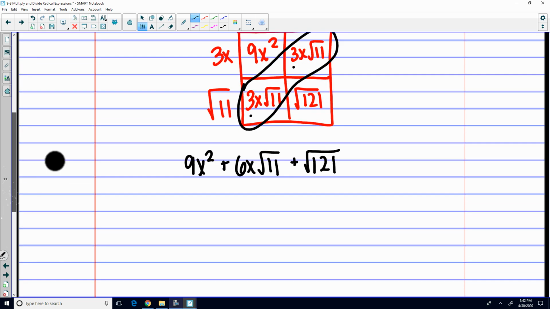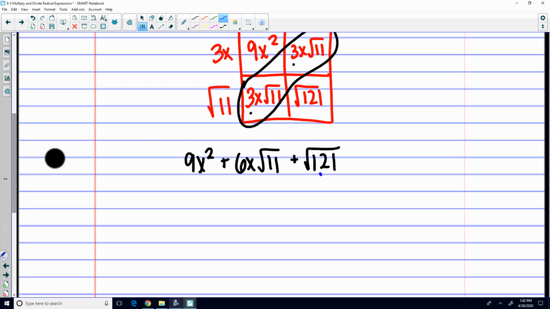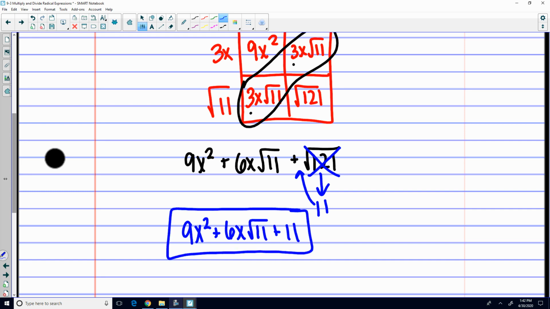So let's go ahead and simplify that. Let's drop down to our problem. I have 121 that actually becomes 11. There's nothing to multiply it by. Well, there is. There's a 1. So let's write what we have. I have 9x squared plus 6x square root of 11 plus 11. And then I need to think, can I combine any like terms in there? And there actually are not any like terms in there because that 11 doesn't share a variable. There's no more square roots of 11, so that is my final answer.